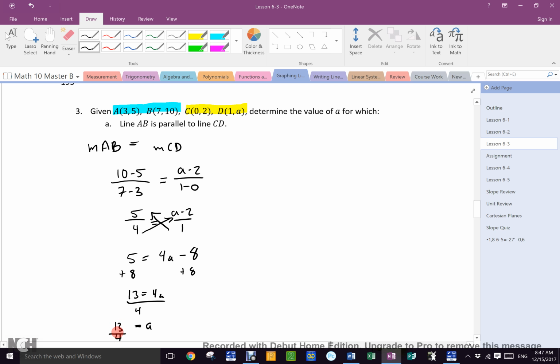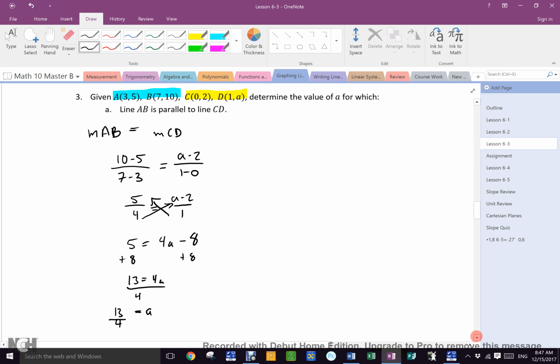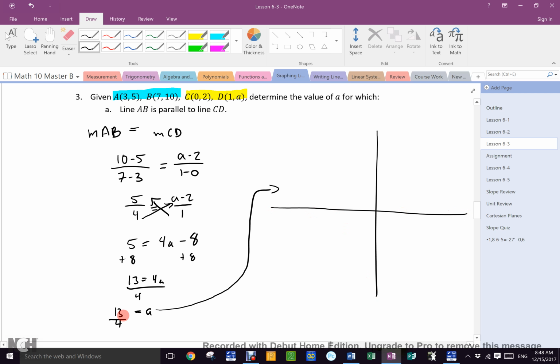Now, that is kind of hard to put on a graph, yeah? What should I do with that? If I wanted to graph this, 13/4 is kind of hard to put on there. So what would I use? What would I do with 13 and 4?